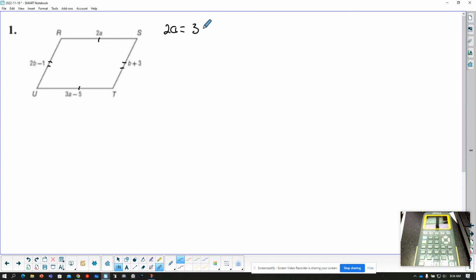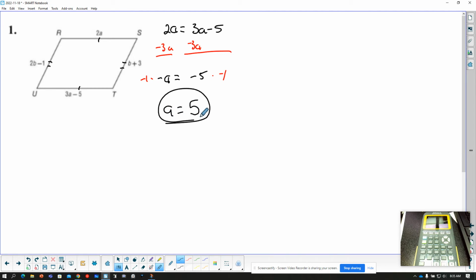2a equals 3a minus 5. Because these are congruent, that means that they're equal. Now, if you're solving this, the best thing that you could do would be to subtract 3a from both sides. And we end up with negative a equals negative 5, because the 3a minus 3a is gone. You get rid of that negative sign. We can multiply both sides by negative 1 or divide both sides by negative 1. Either way you go, you're going to end up with a equals 5.